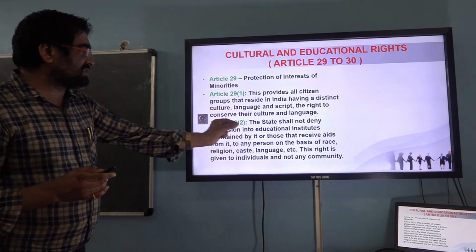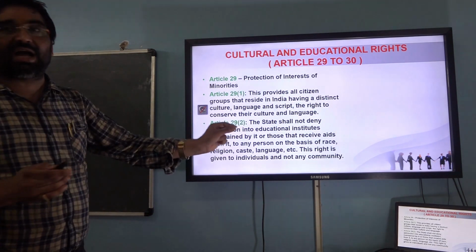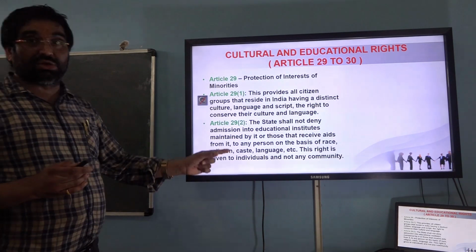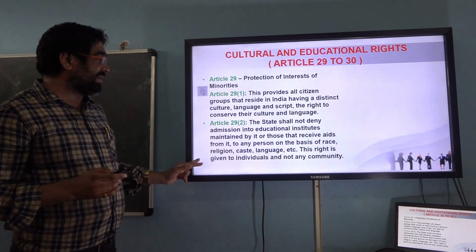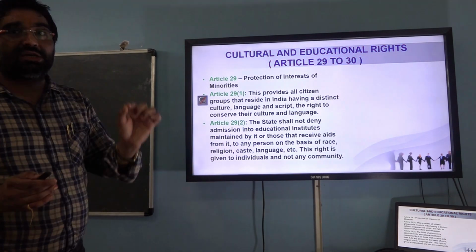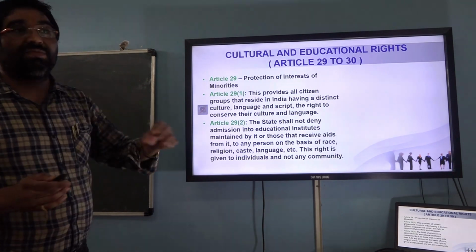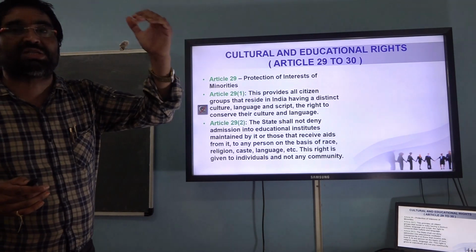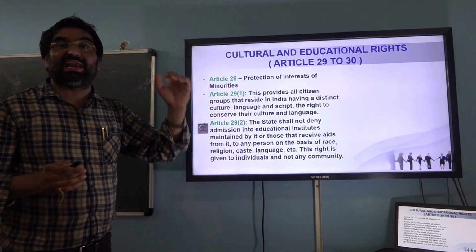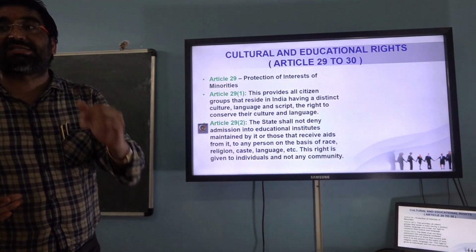to any person on the basis of race, religion, caste or language. This right is given to the individual, not to the community. This is a very special feature of this right. The state shall not deny anybody admission in an educational institution on the basis of culture, language or religion.